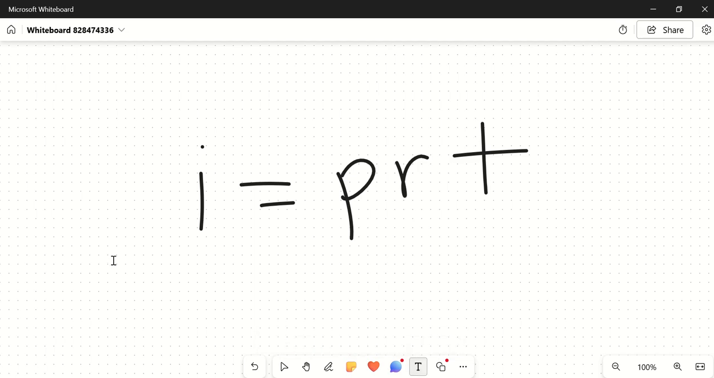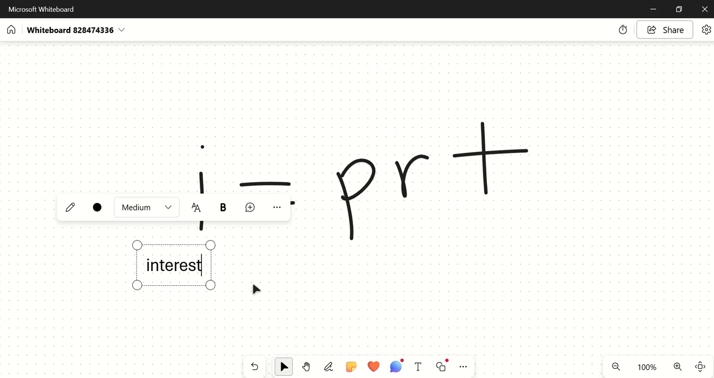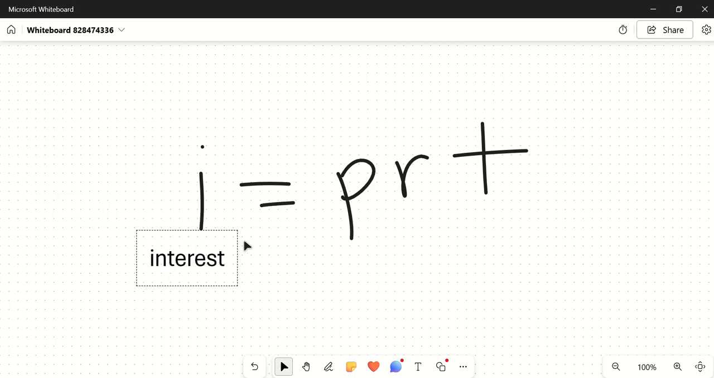Interest. So again, how much money you're going to be making or how much money you're going to be paying for borrowing that money. How much money you get paid on top of what you deposited or how much you're going to be paying for using that money. Any idea what the P stands for, ladies and gentlemen? Principal.